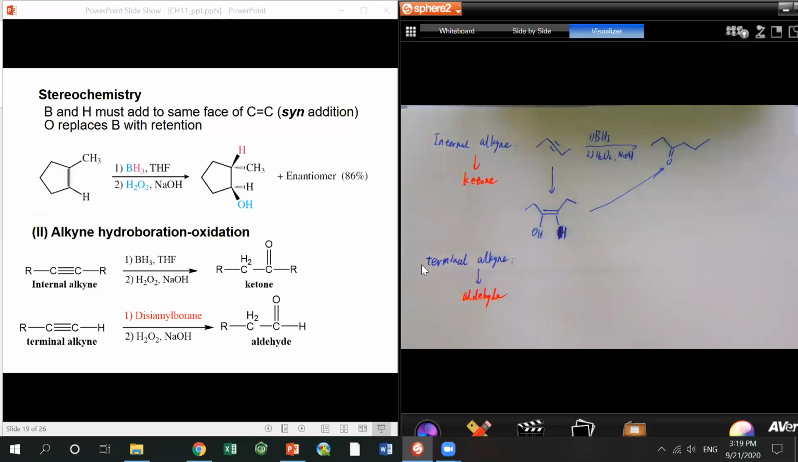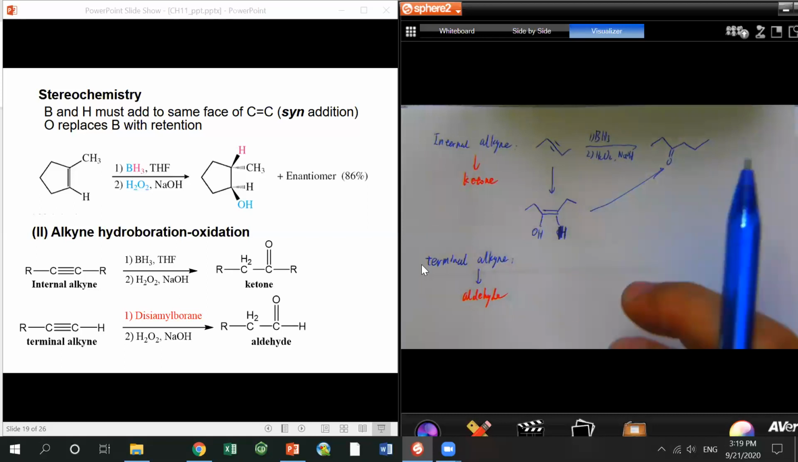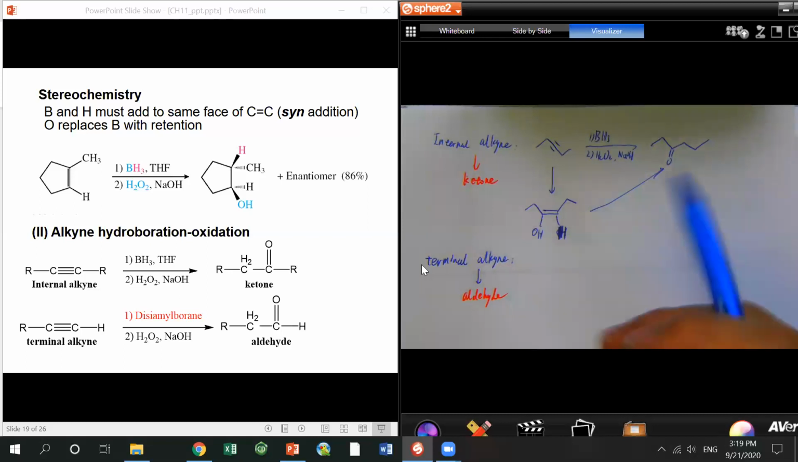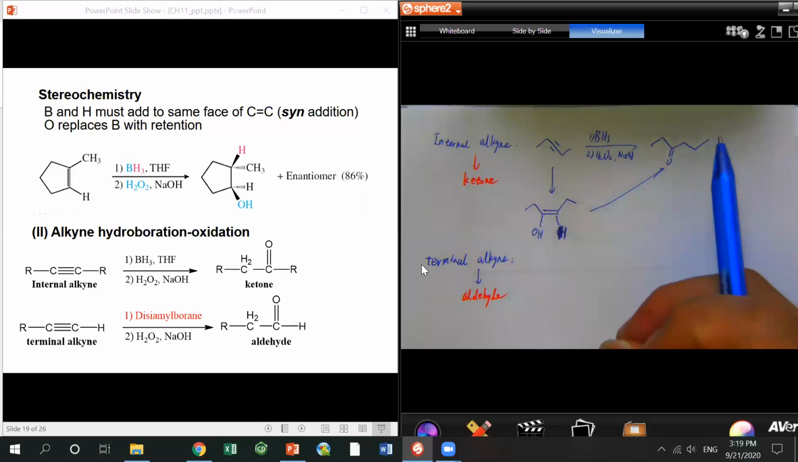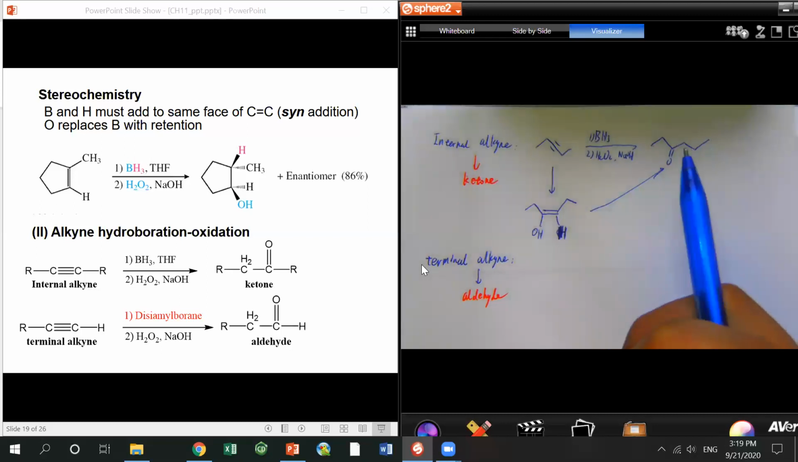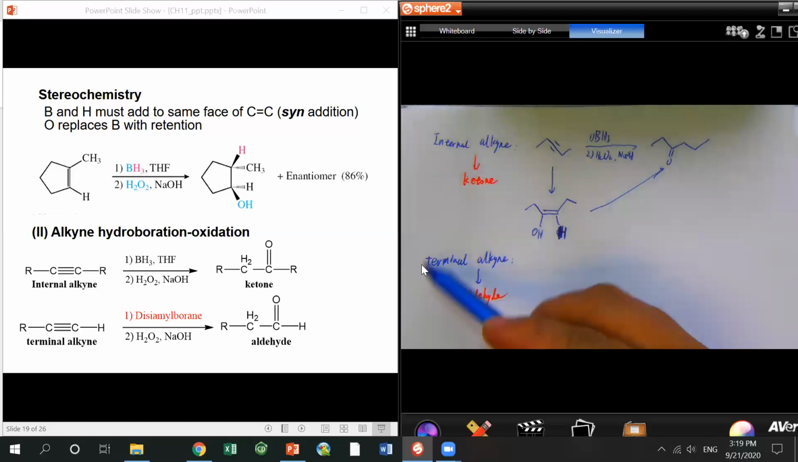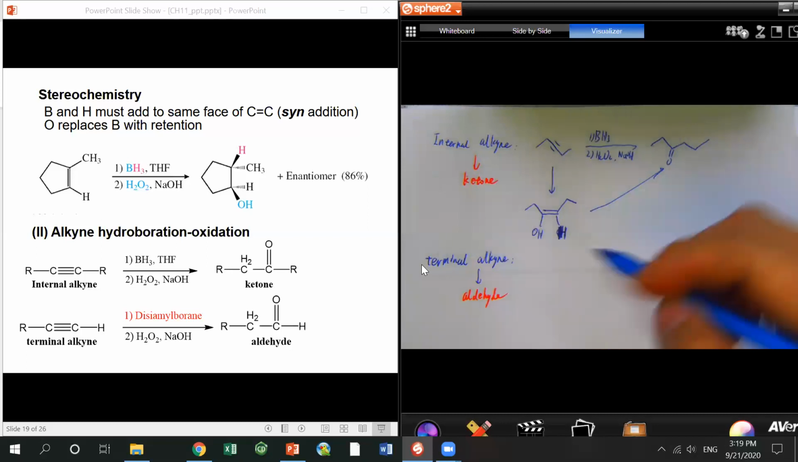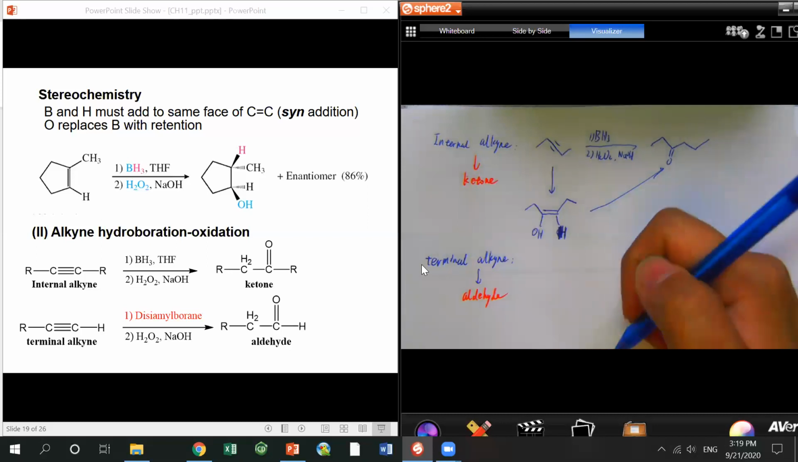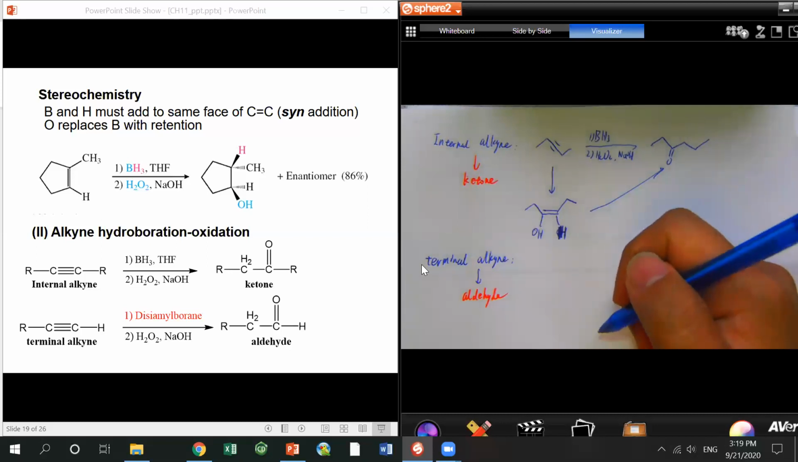The reason for that is the anti-Markovnikov rule. Generally hydrogen goes to the internal carbon and the OH group to the terminal carbon, and then the terminal carbon becomes a C=O double bond. That's the aldehyde. Also, another difference: if you try to do the hydroboration-oxidation reaction for the terminal alkyne, you cannot use BH3 anymore.